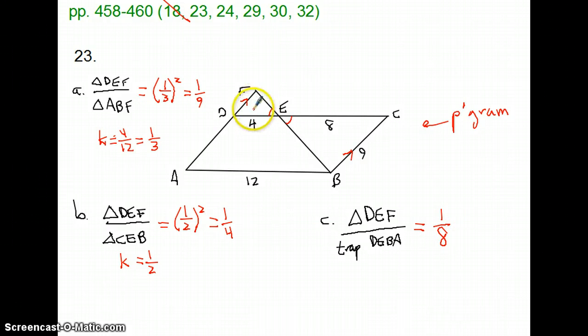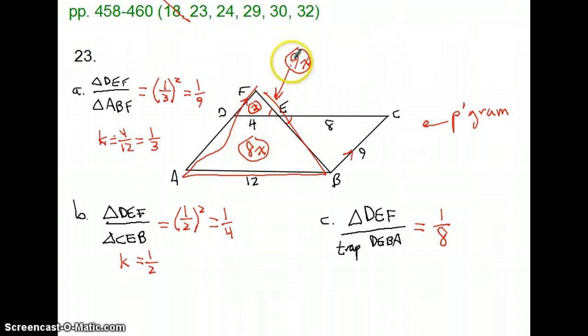Let's say this area were X. I know the whole triangle has an area that's 9 times bigger. So this piece must be the 8x for these things to add up to the 9x. So the ratio of this one to this one is just 1 to 8. That's all that is. That's kind of a weird one compared to some of the other stuff.